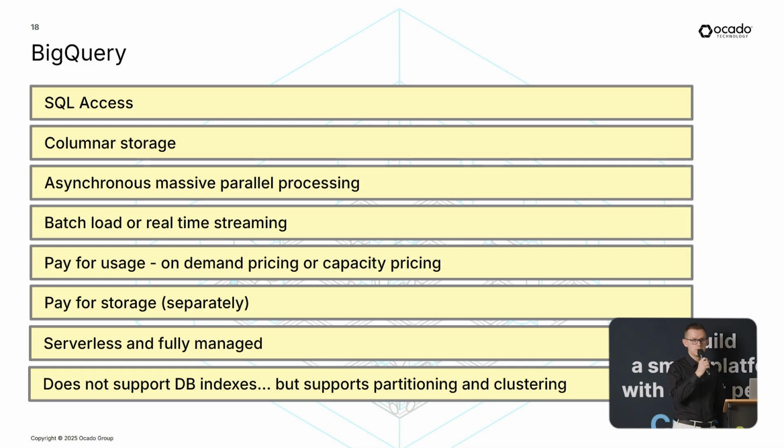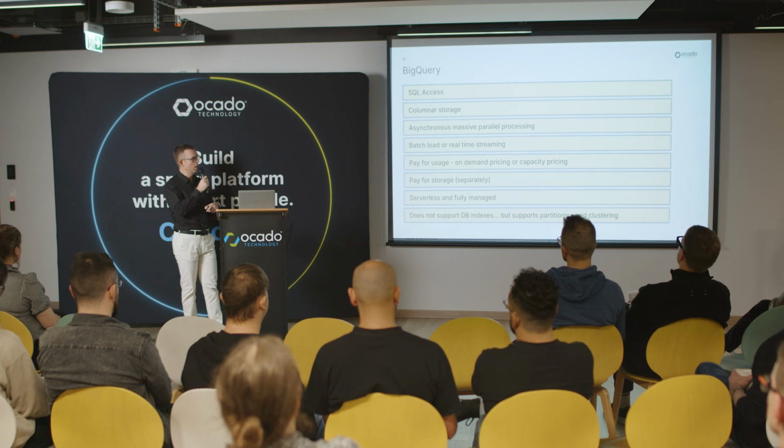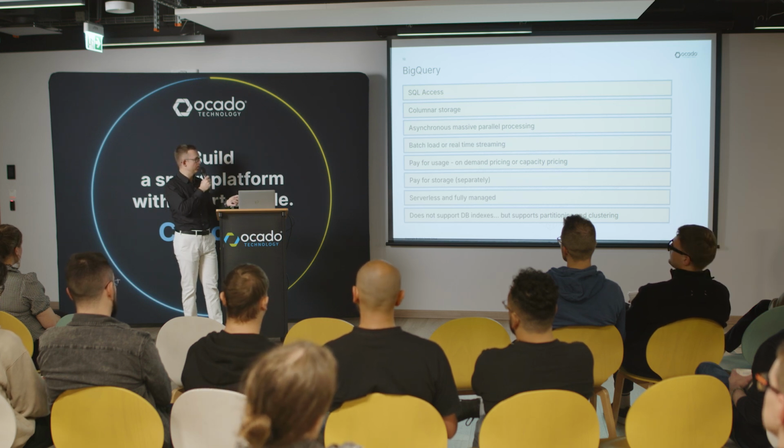You pay for usage. There are two pricing modes. First is called on demand. In this case, you pay for the volume of the data that is being scanned by your queries. At the moment, it's $6.25 per terabyte of the data being scanned. And second, capacity pricing, where you just pay for the performance. So you buy so-called slots, performance units in BigQuery, and you can use them however you want.